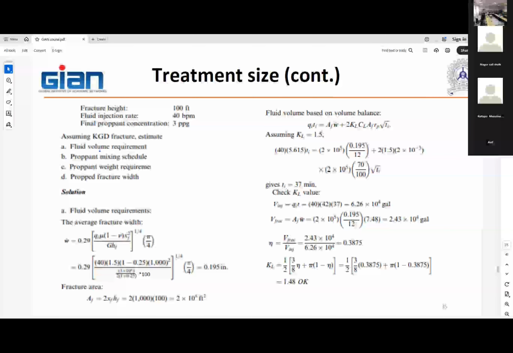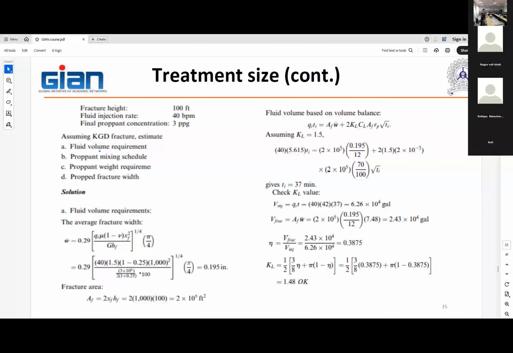So the next step, we know the V injection. The total volume injected is flow rate times the total time. Flow rate is 40 barrels per minute times the 37 minutes we found. If you want to convert this volume into gallons, you multiply by 42. So now you get a total volume of 6.26 times 10 to the power 4 gallons. This is what you need to pump.